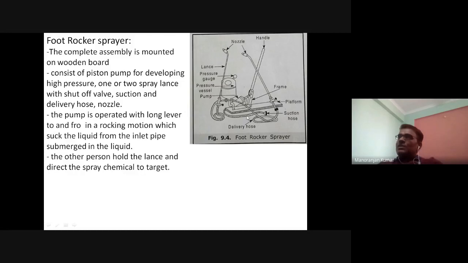So these are the components of this foot rocker sprayer. And also one handle is there. With the help of that handle, you can create pressure through this piston pump. So in this case, the pump is operated with a long lever to and fro in a rocking motion like this, which sucks the liquid from the inlet pipe submerged in the liquid. The other person holds the lance and directs the spray chemical to the target. So this is the foot rocker sprayer.